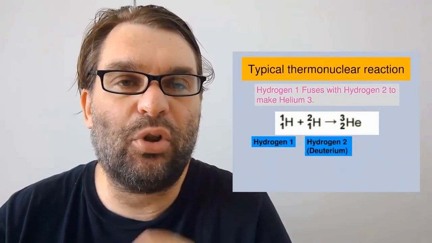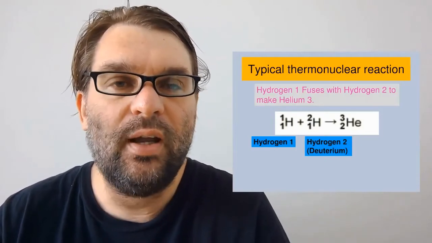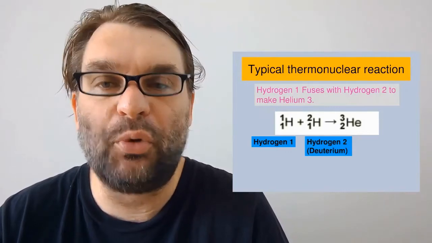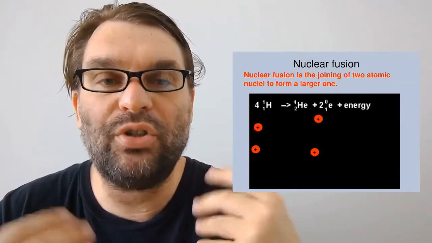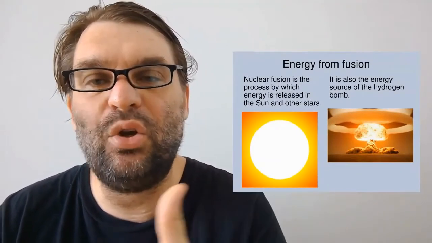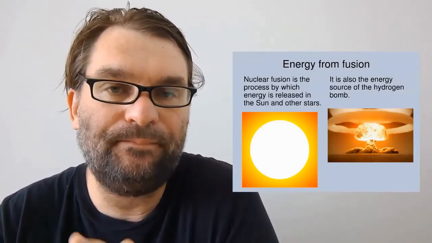So this is basically a typical thermonuclear reaction in terms of nuclear fusion. One hydrogen atom fuses with a deuterium atom to form helium-3. And that happens in stars as well. So nuclear fusion is basically the joining of these two atomic nuclei to form helium and lots of energy. The energy of fusion is basically used to power the sun, but it's also the source of the hydrogen bomb if it's uncontrolled.